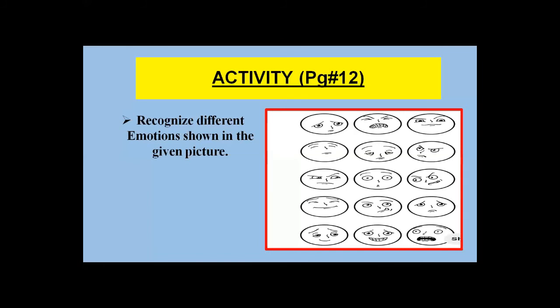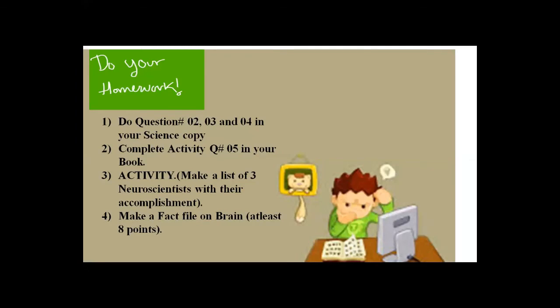Okay, students, this is your home task. Now move to the homework task. Do question number 2, 3, and 4 in your science copy. And what are question numbers 2, 3, 4? Question number 2, what can a brain do that the computer cannot do? You can see this answer in your slide, slide number 3.